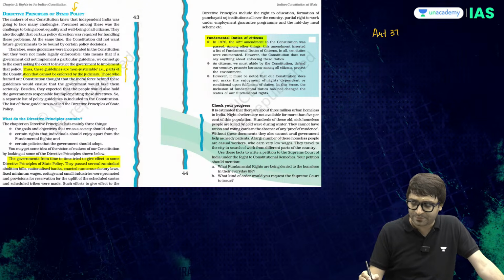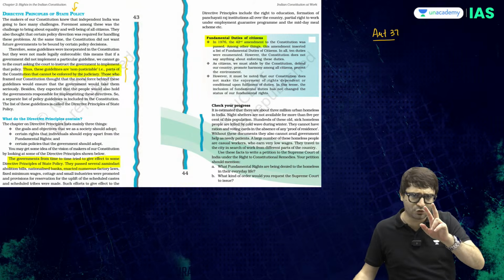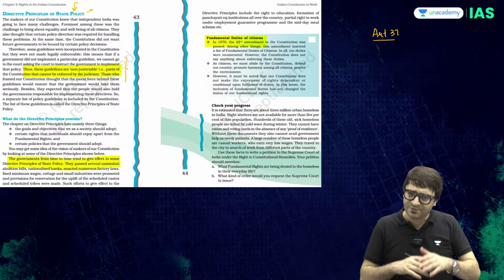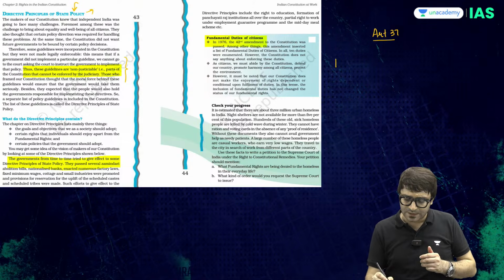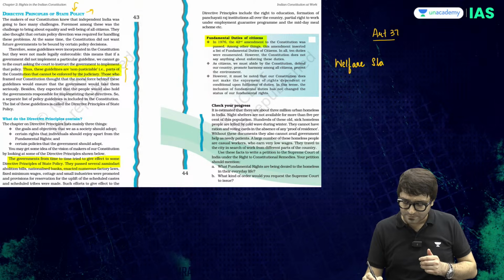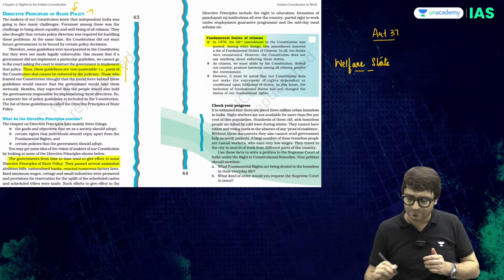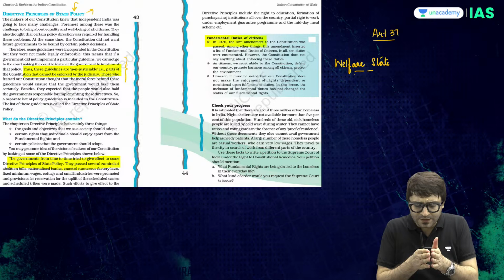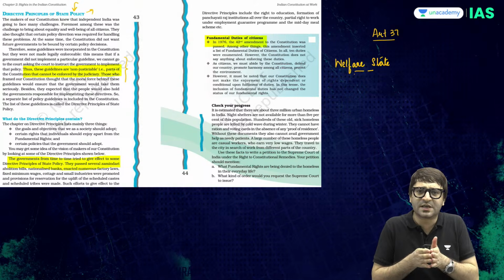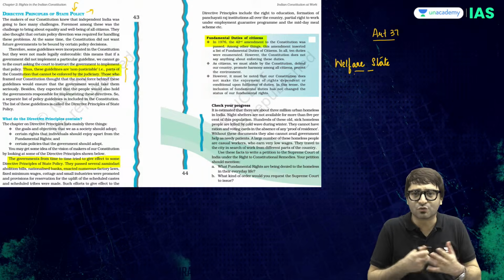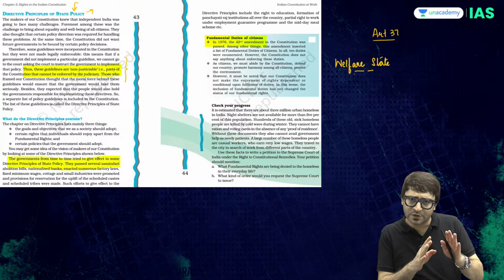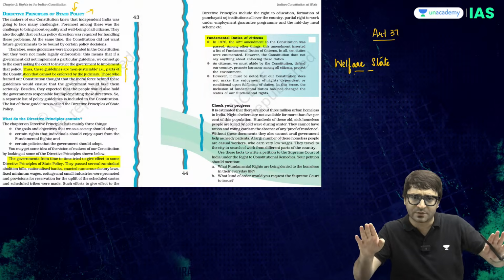Article 37 talks about two important characteristics of directive principles. And the very objective of directive principle is to establish a welfare state. Welfare state in the sense, all the resources that we have, material resources, for example land, it should be so distributed so that it leads to larger public good.